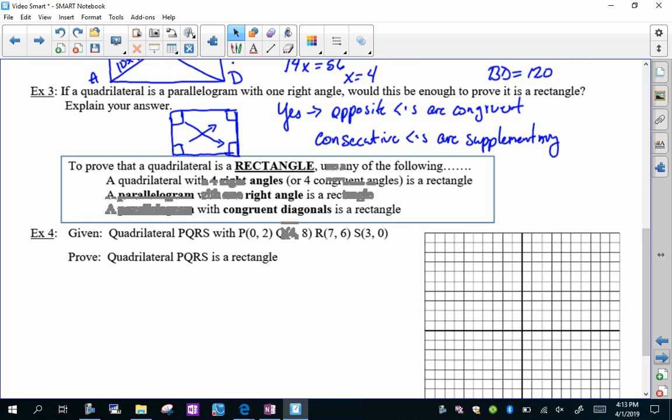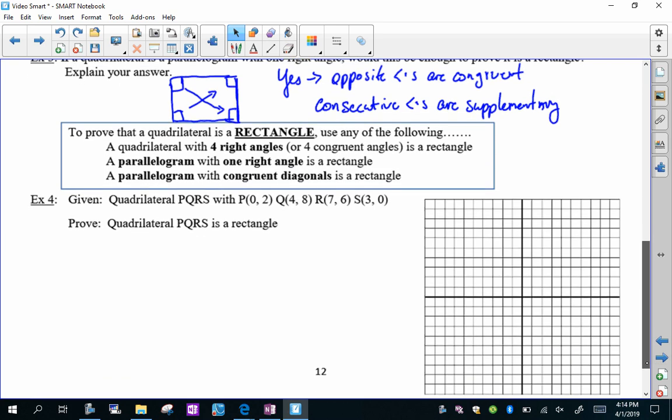All right. Now, to prove that a quadrilateral is a rectangle, it says use any of the following, because we're going to step into a coordinate proof, not too bad at all. A quadrilateral with 4 right angles. That's a good approach. A parallelogram with one right angle is a rectangle. A parallelogram with congruent diagonals is a rectangle. So we're given the quadrilateral PQRS, P(0,2), Q(4,8), R(7,6), and S(3,0). Well, we have to prove that that is a rectangle.